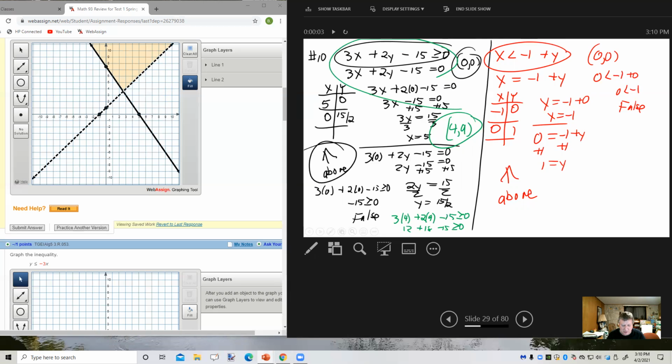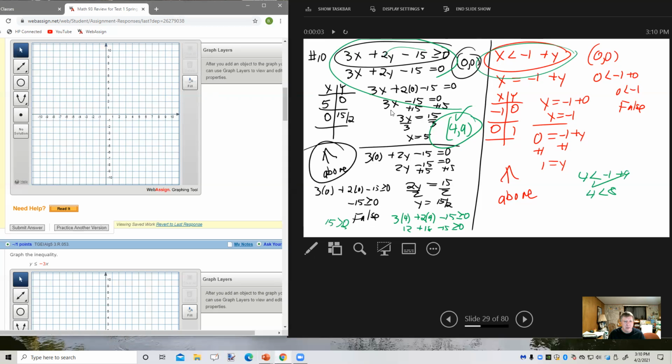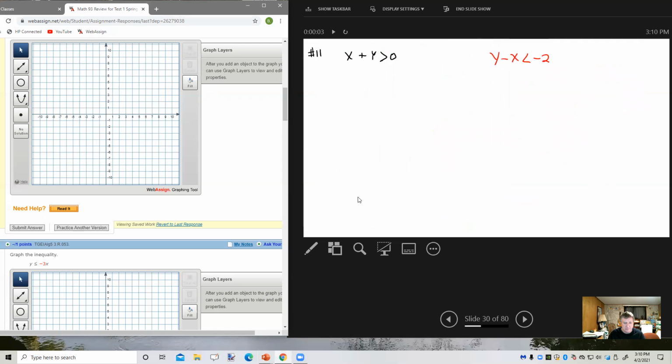Oh, we were going to pick a test point, 4, 9, and we plugged it in to here. And I think I had 15 is greater than or equal to 0. So it's true. And then over here, 4, 9, 4 less than negative 1 plus 9, 4 less than 8. That's also true. So it checks. Okay, sorry about the confusion there. I'm not sure what I did, but anyway, let's clear that one and go to number 11.